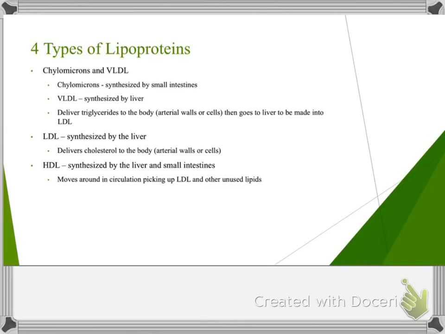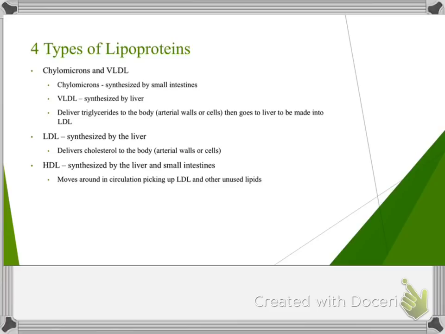So we have 4 types of lipoproteins. You have the chylomicron and the VLDL. Again, the chylomicron carries the triglyceride to the liver. It's synthesized by the small intestine to transport the triglycerides absorbed by the small intestine to the liver. The VLDL is then synthesized by the liver using that triglyceride. Okay. Again, we use the VLDL level to determine what our triglyceride level is, because that's the only way that we can do it right now.